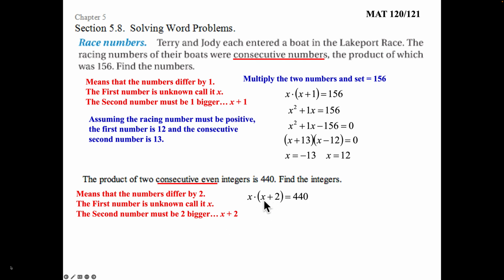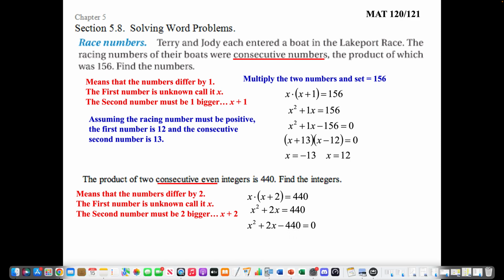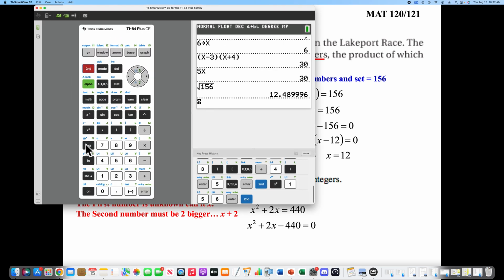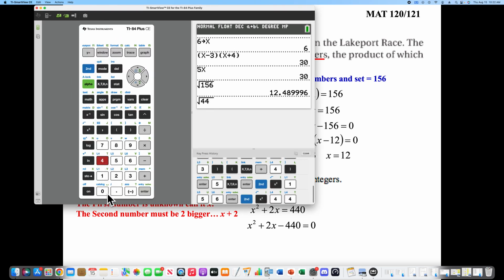So x times x plus 2 equals 440. So distribute: x squared plus 2x equals 440. We'll subtract over the 440, and we'll factor this. Now again, even though they differ by 2, I'm going to go to my calculator. Second, square root, 440.